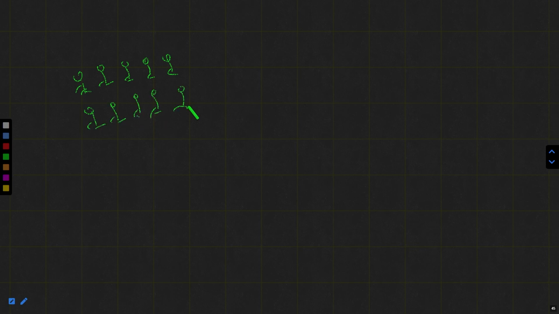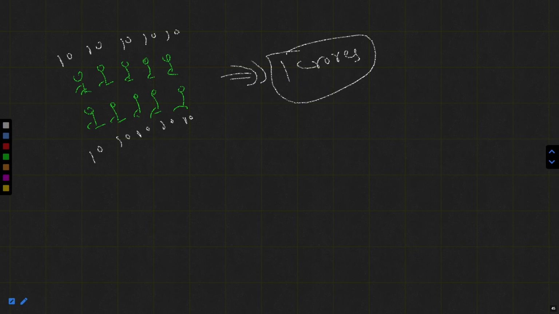Okay. There are 10 people. These 10 people contributed 10 lakh each. Total amount is 1 crore. After contributing this, they established a bank named XYZ. So this bank will be known as the cooperative bank.